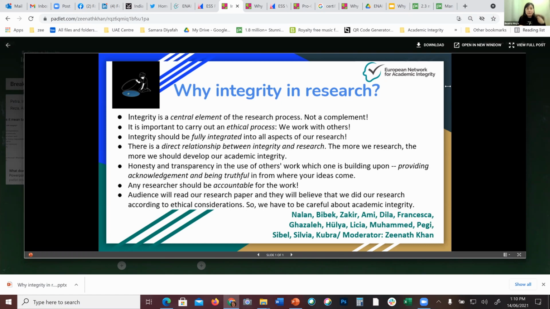Moreover, integrity should be fully integrated. There was a very interesting comment about the more you research, the more you should develop your skills in working with integrity. And this is the experiential element that really resonated with me in terms of developing sensitivities to understand how to be honest to yourself and to others.